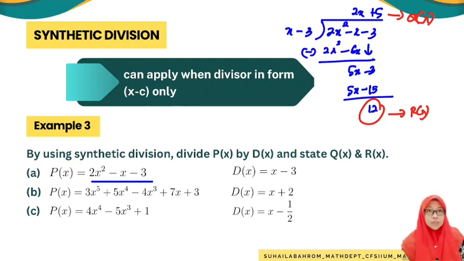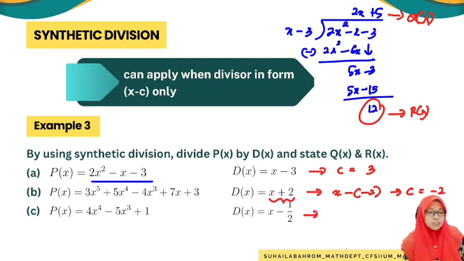So 12 is a constant. Let's say we have x minus 3 here. What is the value of our c? So c here is equivalent to 3. And then we have x plus 2. So actually it is x minus negative 2, so our c here is equivalent to negative 2. And then for this case, our c is equivalent to half. So in general, the divisor must be in terms of x minus c. So c will be our divisor.